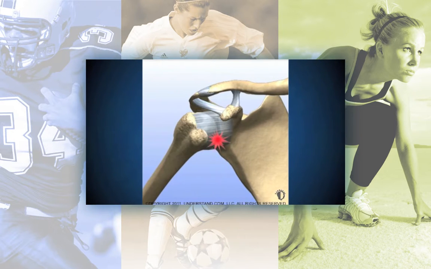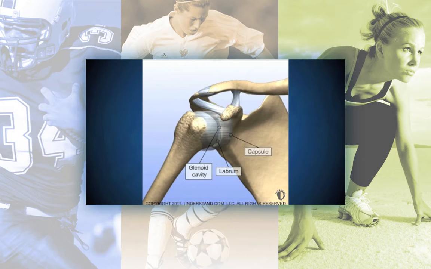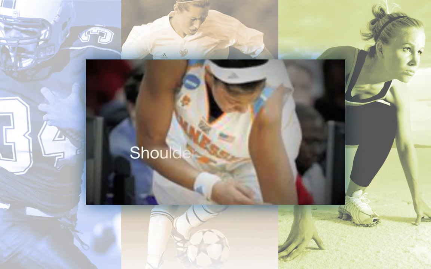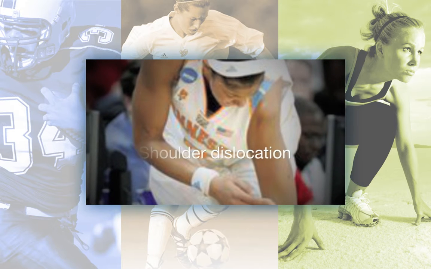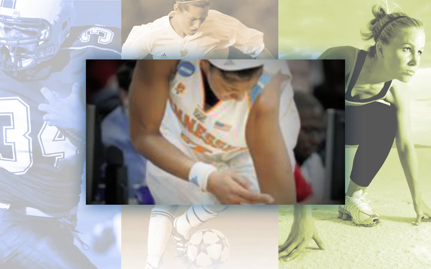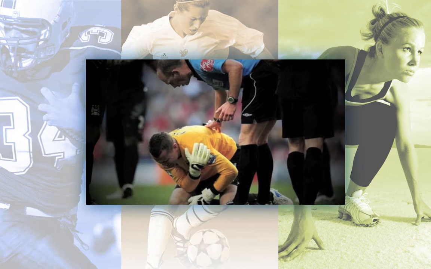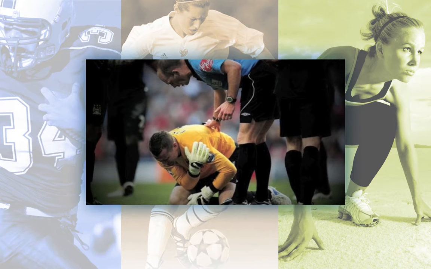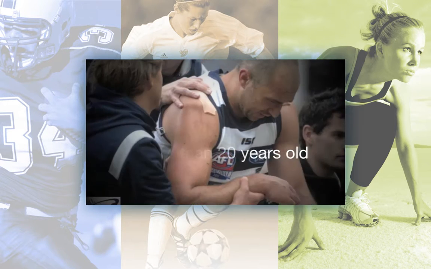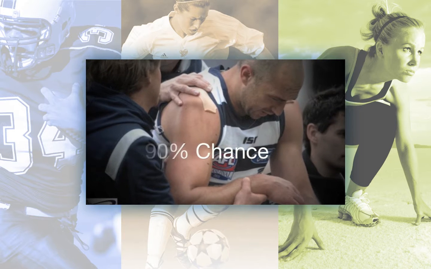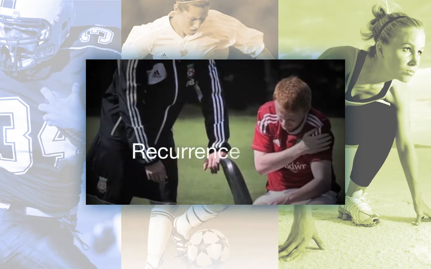Shoulder instability and dislocation occur when the shoulder capsule is stretched or torn, and/or when the labrum is detached from the glenoid. Shoulder dislocation can occur when a reaching arm is forced backward, as in making a tackle or battling for a rebound. Patients less than 20 years old at the initial dislocation have up to a 90% chance of recurrence.